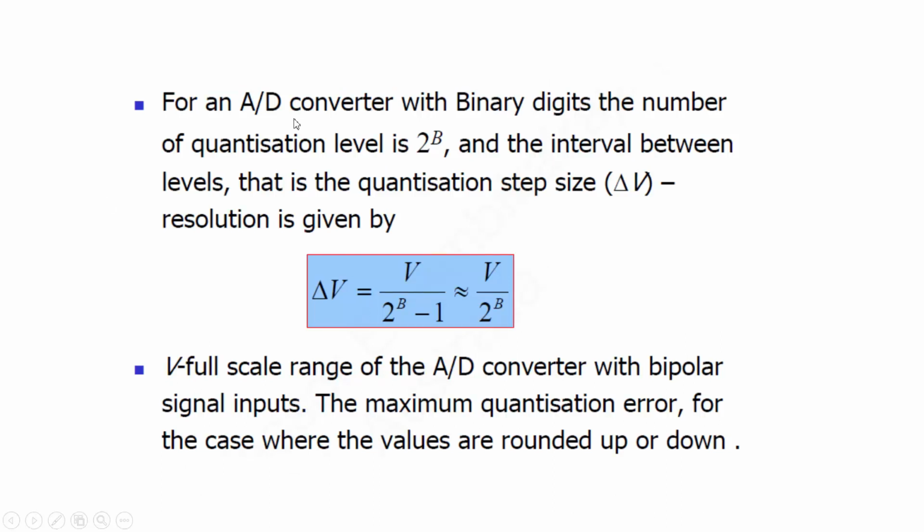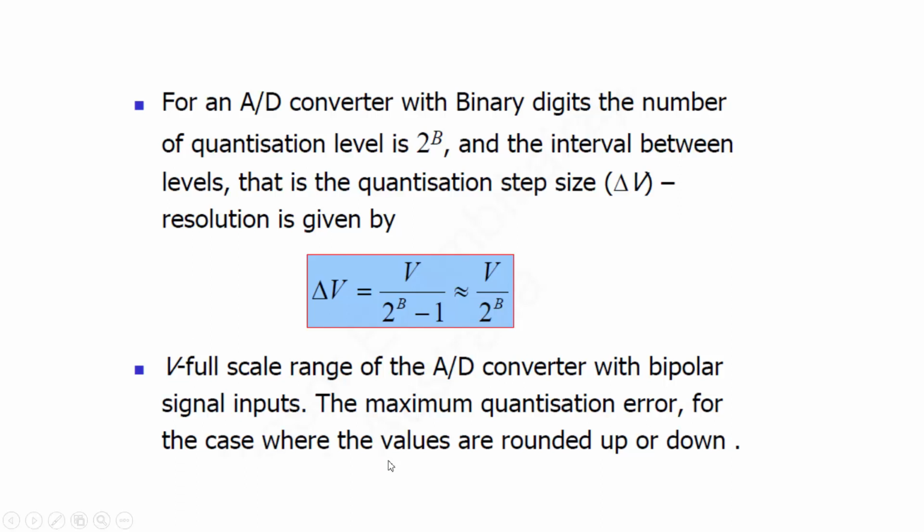Now, for an A to D converter with b binary digits, the number of quantization levels is 2 to the power b. What is b here? b is the number of bits the A to D converter will output for each sampled value. The number of quantization levels will be 2 to the power b, and the interval between the levels is the quantization step size, which is delta V, as I have already explained. Delta V is the step size, the difference between the two levels. Now, what is V? V is the full range of the quantizer that can accommodate the analog signal. V is the full range. In the next slide, probably it will be clear.